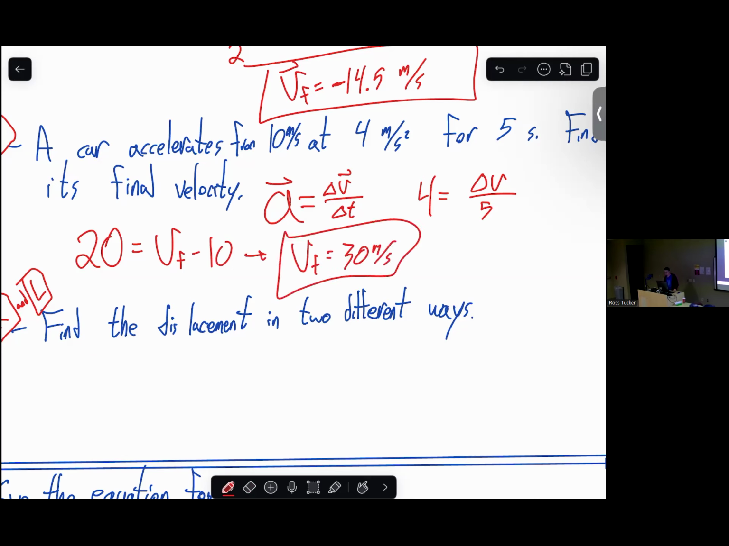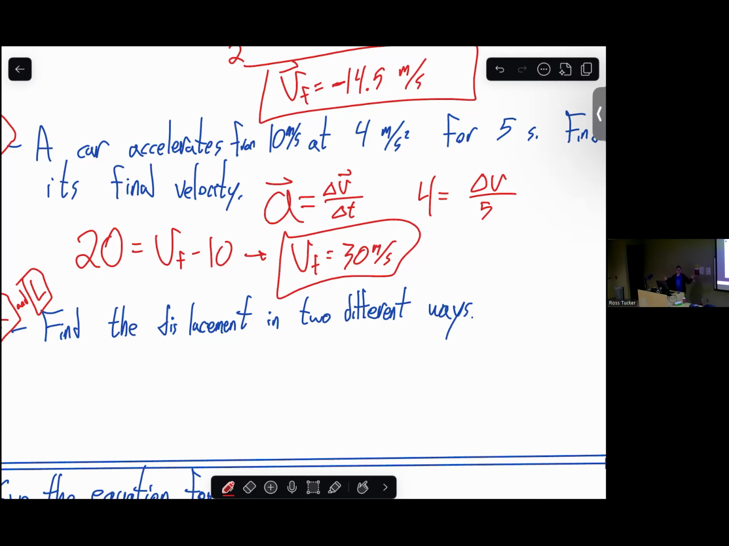The correct answer was V final equals 30 meters per second. See how many people got that? A bunch of people got that. Good. Not everyone, but lots. And 20 was way more common in the 3 o'clock. You guys see through that.